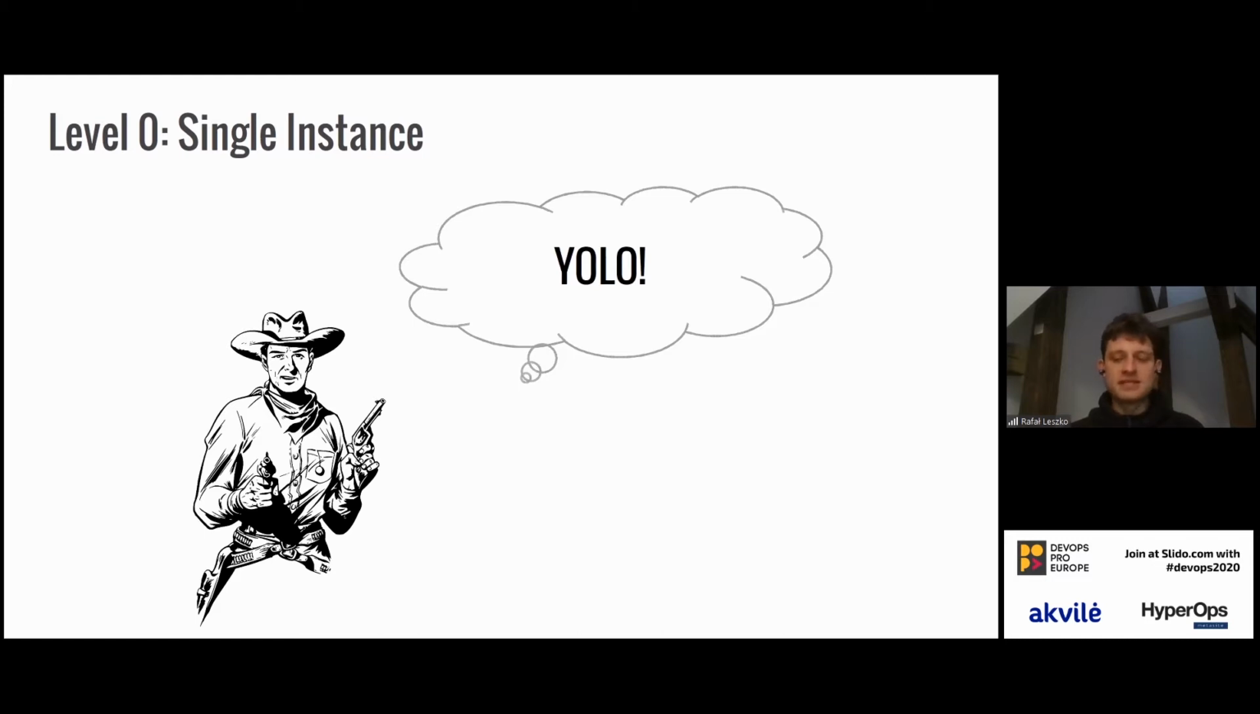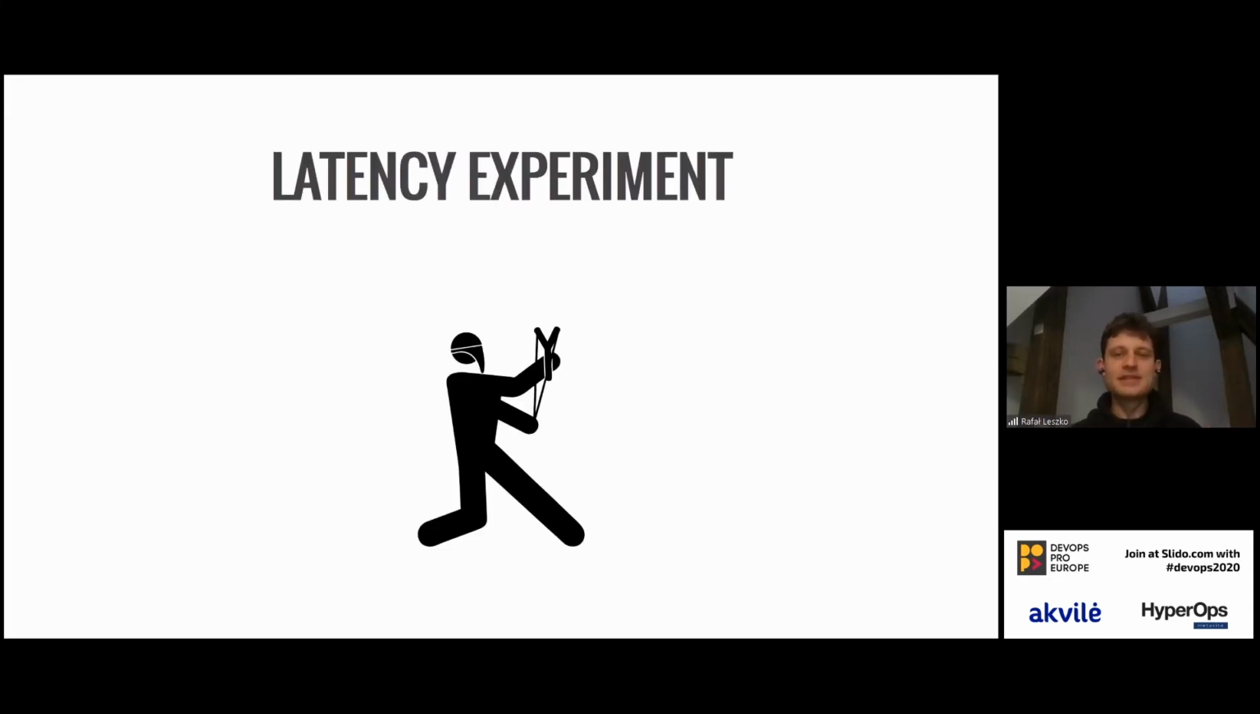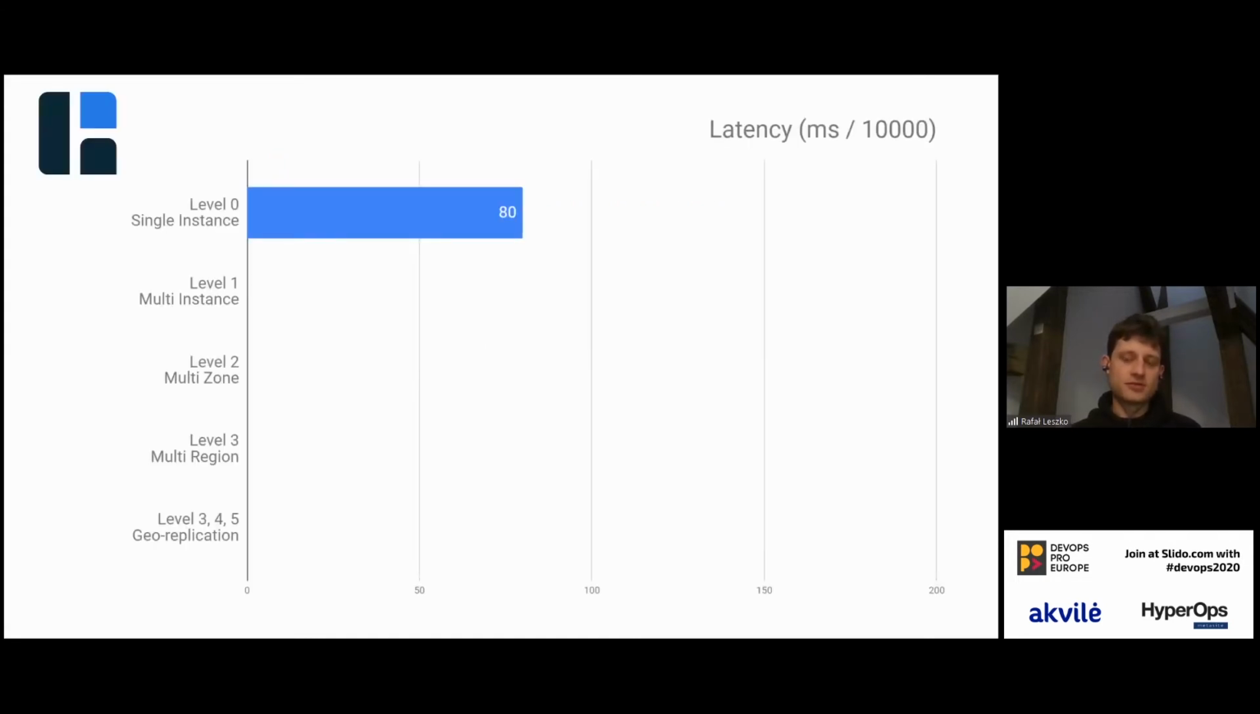The good thing about a single instance is that everything is simple and the latency is low. I made a simple latency experiment. I ran a single Hazelcast instance and measured latency locally. That is the graph for this. It will not tell you much. You can already see that latency is low, obviously, because it runs on one machine. It's like 80 milliseconds for 10,000 entries. Just remember this value, and you will see later how it compares to different availability levels.